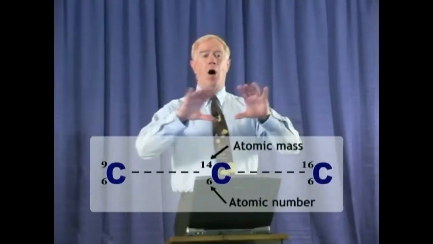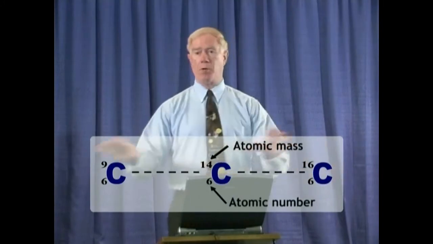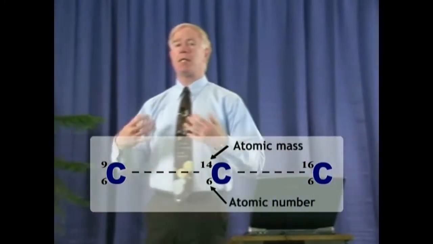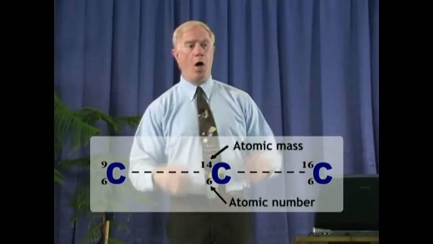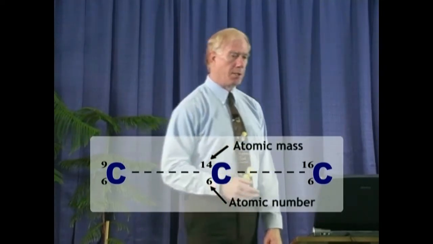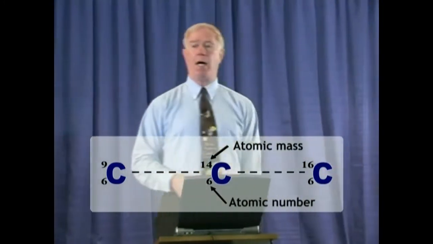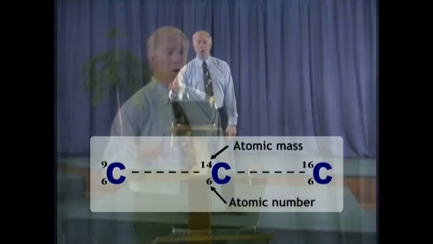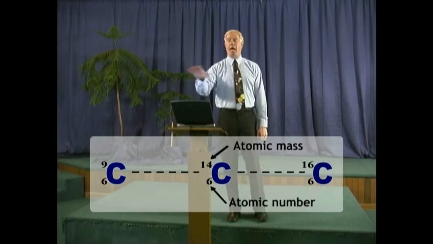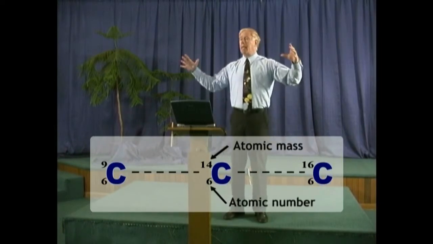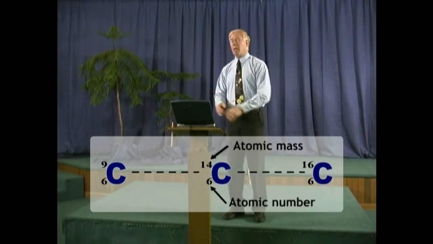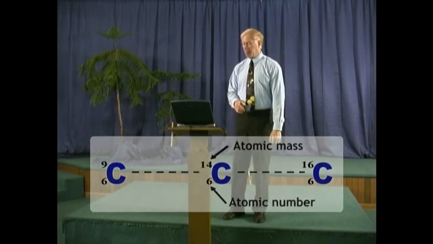Well, the first thing we need to understand about carbon is all types of carbon have 6 protons. It is the proton that gives us the type of element we're talking about. All types of carbon have 6 protons. However, different types of carbon can have different numbers of neutrons. So the proton is what gives the atom its atomic number. Then when we add together the number of protons and neutrons, we get what is called the atomic weight. And that's what we refer to as carbon 9, 10, 11, 12, 13, 14, 15, and 16.